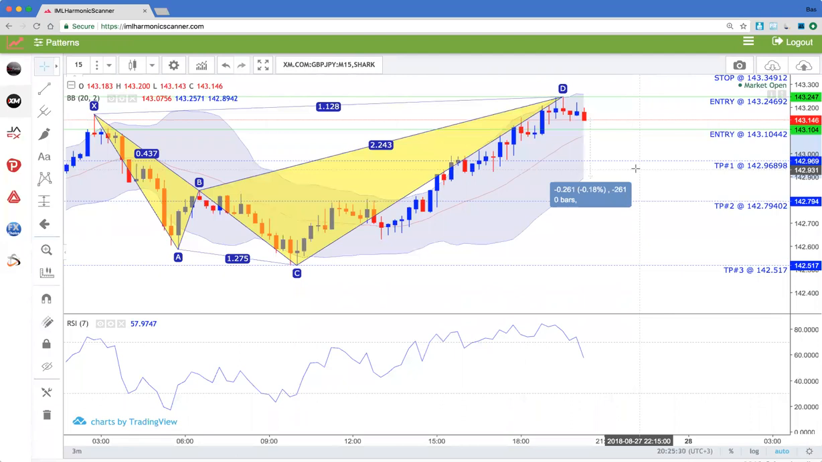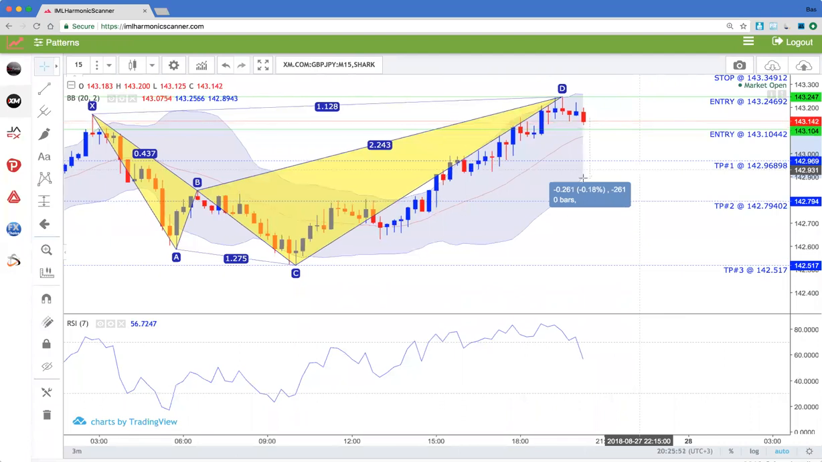Take small lot sizes at the start, practice on your demo. If you are already on your real account and you practiced harmonics before, use the smallest lot size, 0.01, and just start to make the small pips. This would be €2.60 on 0.01 lot size. So actually that's just a really nice trade.